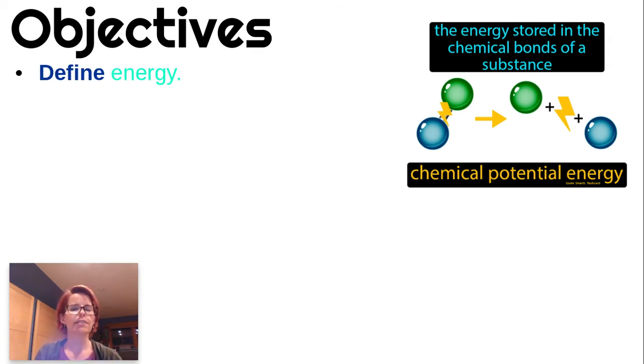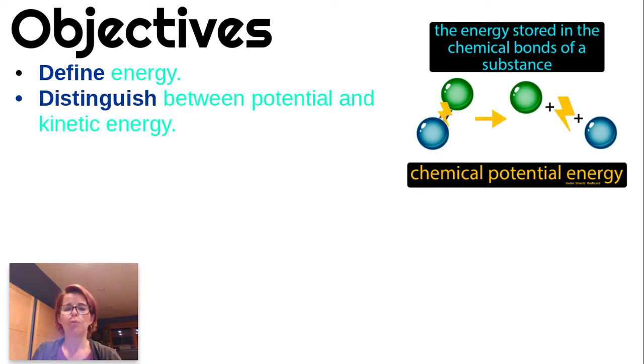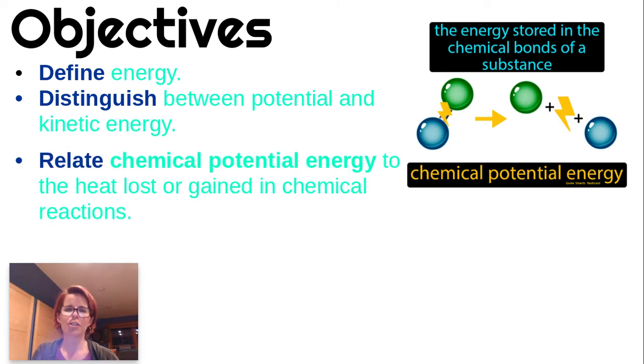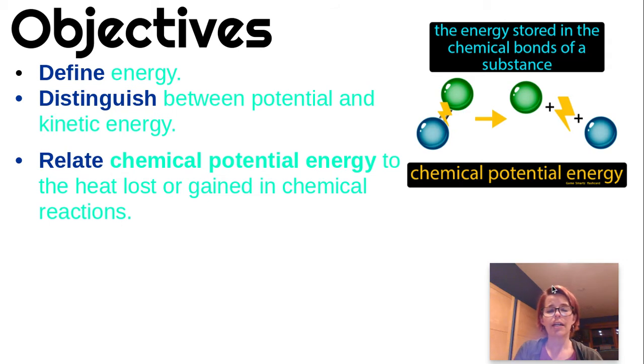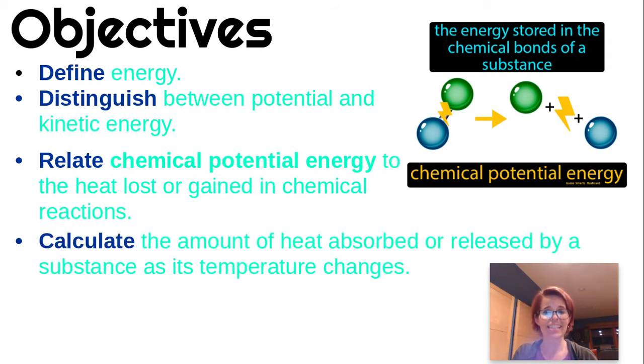Okay, so objectives, things we want to be able to do today. We want to be able to define what energy is. We want to distinguish between potential and kinetic energy. You should have done that in junior high, and we did that earlier this year also, but we just need to make sure we're clear on that. We need to relate chemical potential energy to the heat lost or gained in chemical reactions, and you're going to see that in our calorimetry lab this afternoon or evening or whenever you're doing this.